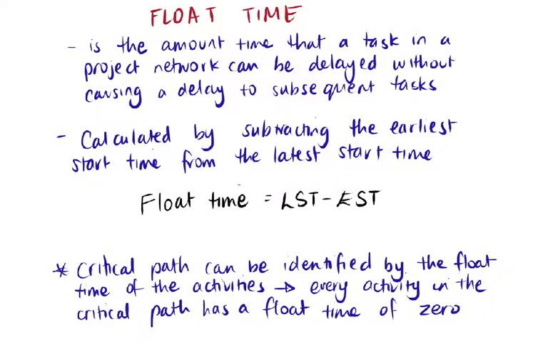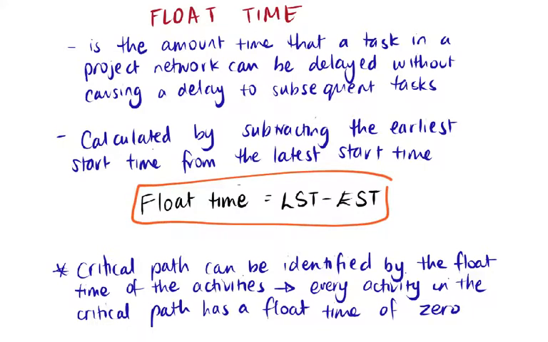If you calculate the float time of an activity and say it's 1 day, that is telling us that that activity can be delayed by 1 day without delaying the entire project. We calculate the float time by subtracting the earliest start time from the latest start time, and we use this formula here.